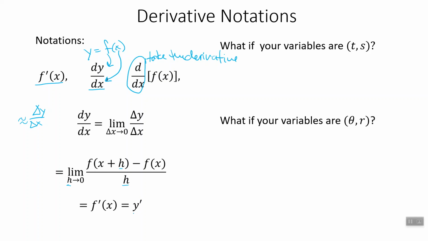All right, we can also write y prime. So that's kind of like the lazy way of doing it. But that only means that x is your variable. So that means dy over dx. If you had a different variable than x, you don't want to write y prime because that means something else.